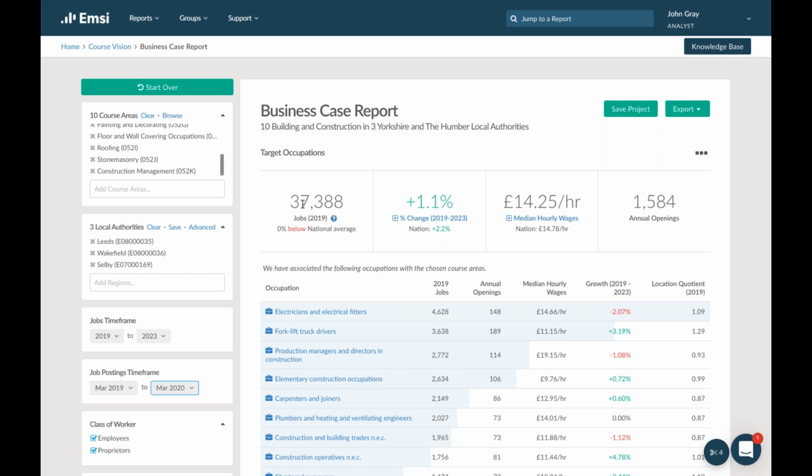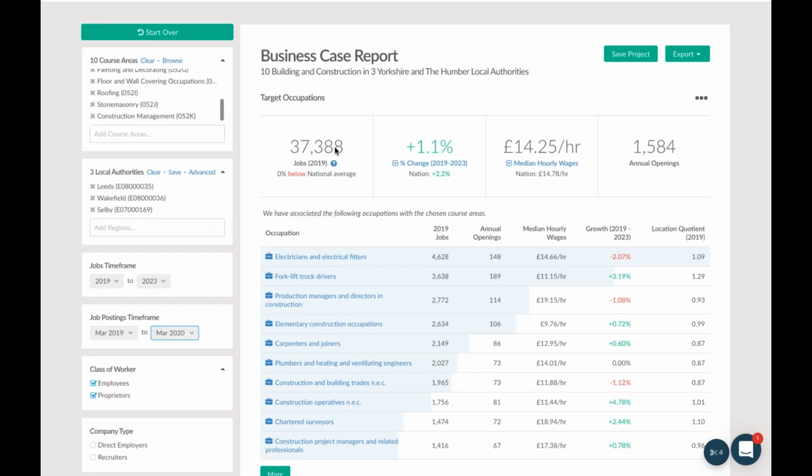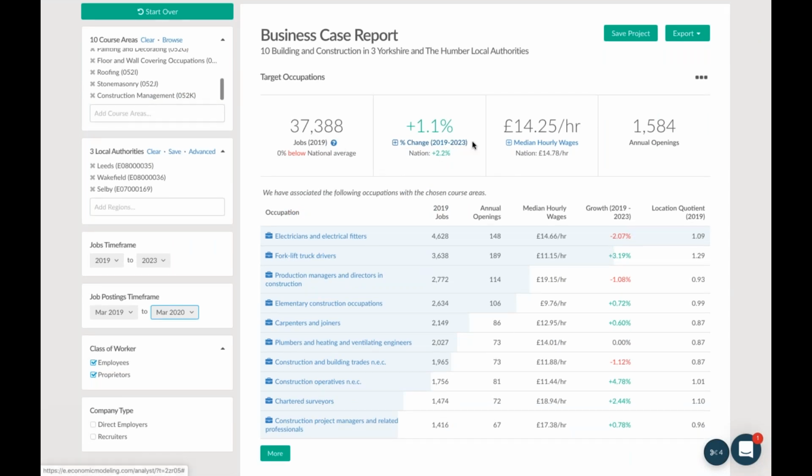So here we're looking at the total number of jobs for these 10 quite broad course areas. So just over 37,000 in 2019. And we can see that out to 2023, there's a 1.1% growth projection, and that compares to a national average of 2.2%. Strong annual earnings, so hourly median wage compared to national, and there's 1,584 annual job openings across that broad area.